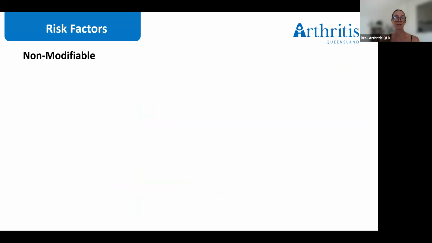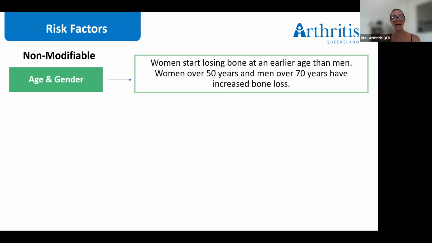All right, so now we're going to touch on the non-modifiable risk factors. These are the risk factors that unfortunately we cannot change. So the first one is our age and gender. Women naturally have much smaller bones with a thinner cortex and a smaller diameter. And because of this, we are more vulnerable to developing osteoporosis.